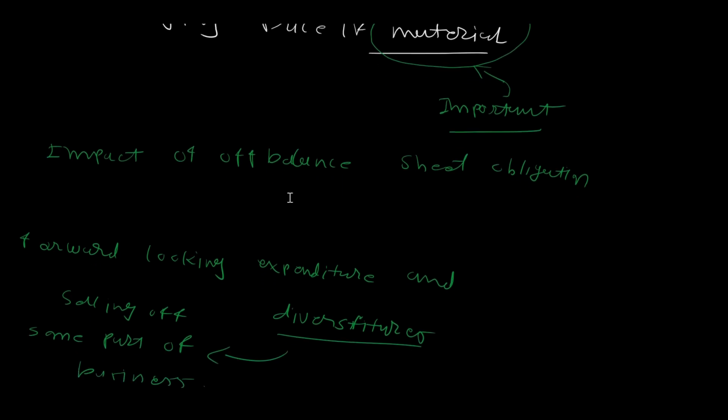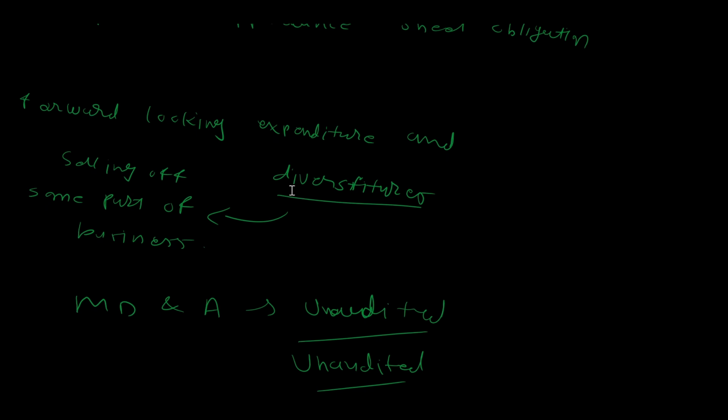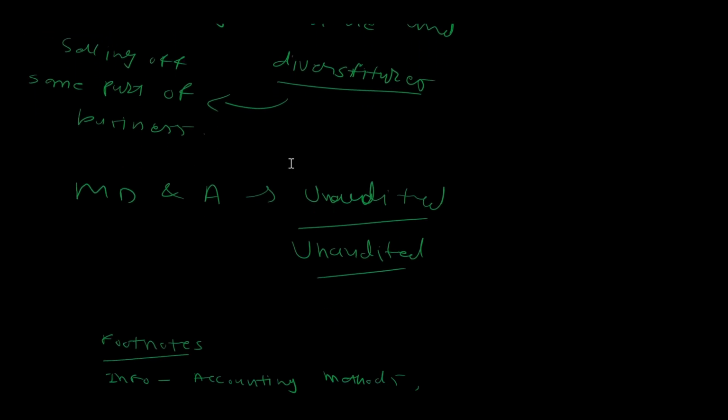Then they will talk about the impact of off balance sheet obligations, forward-looking expenditure, and divestitures, selling some part of the business. Management discussion and analysis might be unaudited.